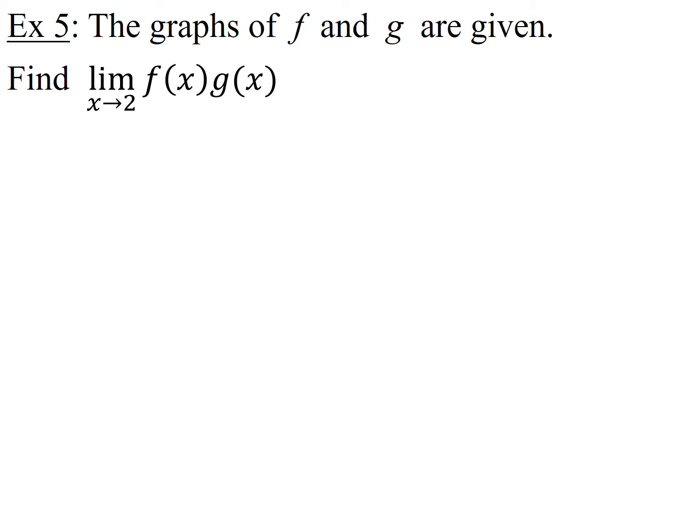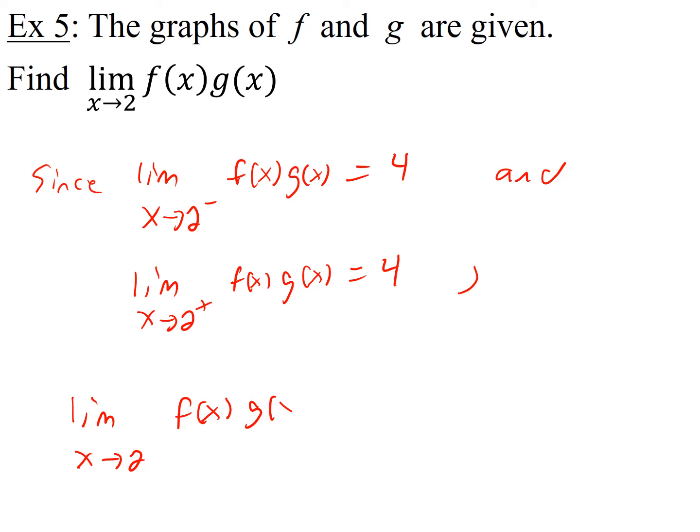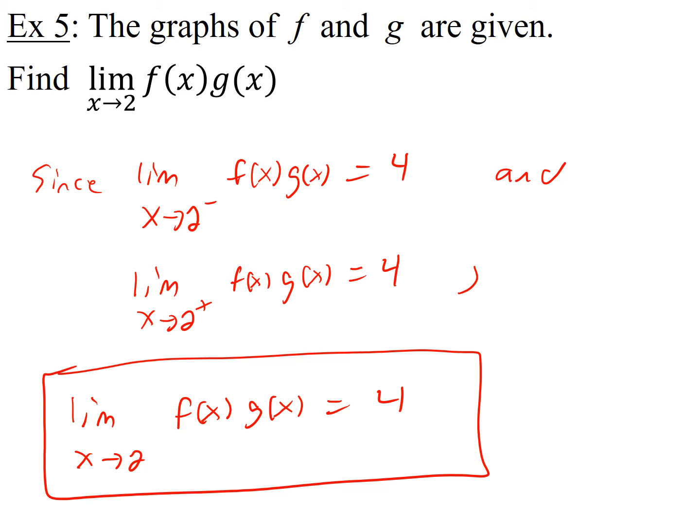So since the left-hand limit, the limit as x goes to 2 from the left of f times g, we already found, is equal to 4, and the limit as x goes to 2 from the right of f times g is also 4, the full limit as x goes to 2 of f times g is 4. It's very interesting, if you ask me.